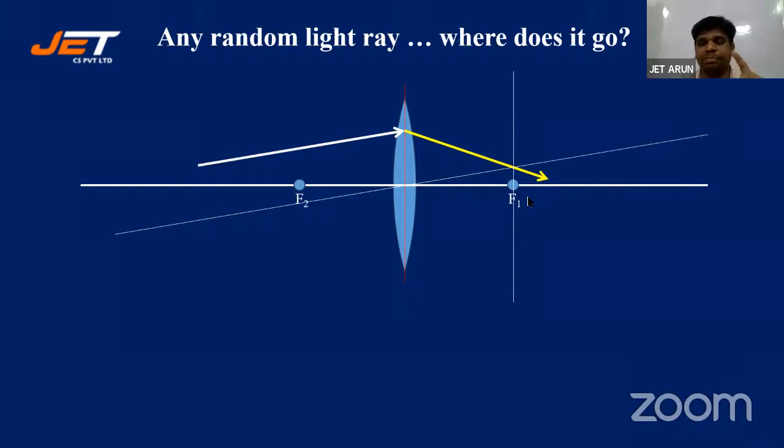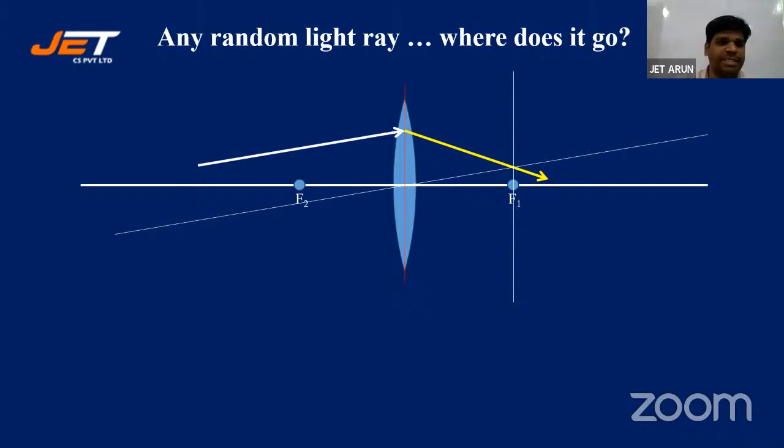I cannot use the parallel ray tracing methods for a random ray. For a random ray, I've got a different method. I'll choose a line passing through the optic center and parallel to the incident ray. I will mark the point of intersection of this parallel line through the optic center and the focal plane. That point and the incident ray I'll join, and I'll get a refracted ray.